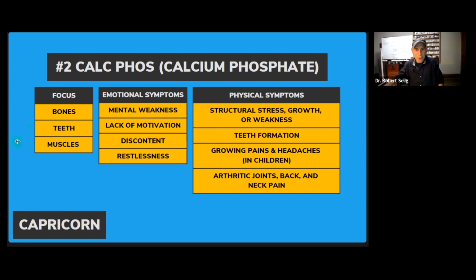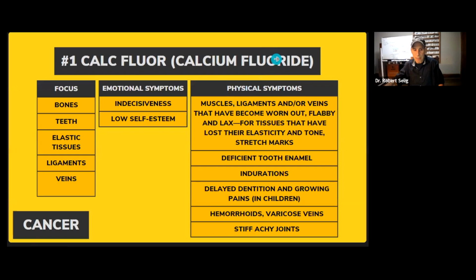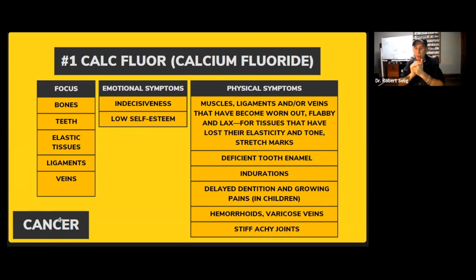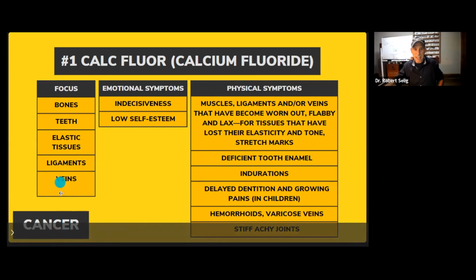Now, what I forgot to mention on calcium fluoride is the zodiac sign Cancer. Cancer rules the breast and the uterus. And when we see uterine fibroids, uterine cysts, ovarian cysts, cysts in the breast, fibroids in the breast, to help dissolve the fibroids and the cysts, calcium fluoride is a beautiful remedy. And so that's its connection to Cancer.